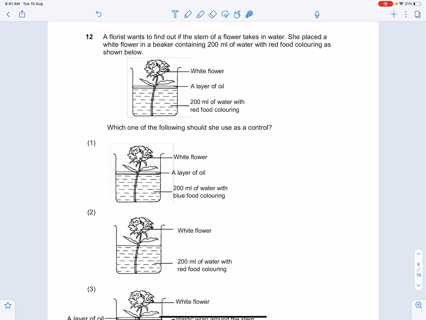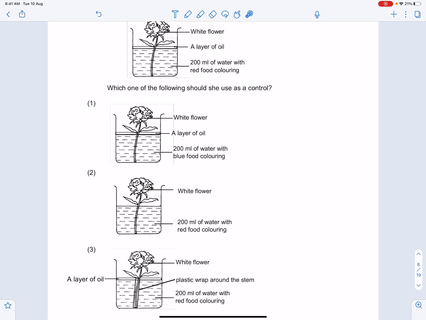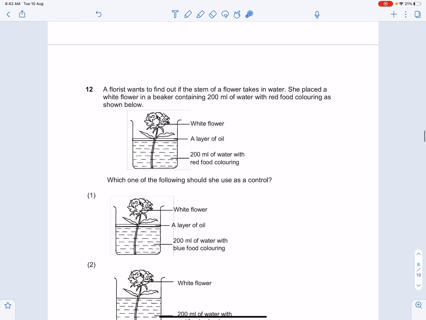Now, a control basically shows that whatever results you have gotten are due to the experimental variation that you have made. In this case, you're talking about whether or not the stem is the one that takes in water. So in a way, this is like your change variable up to a certain extent. When you do an experiment, you want to prove that the result is due to a certain factor that you're investigating.